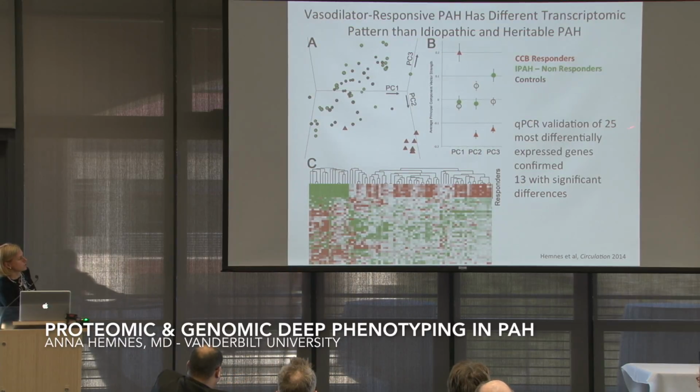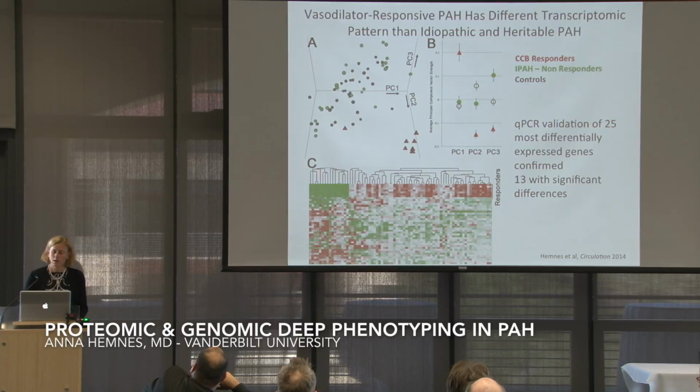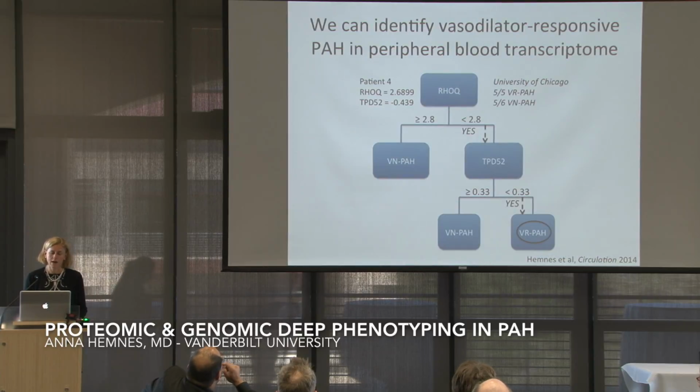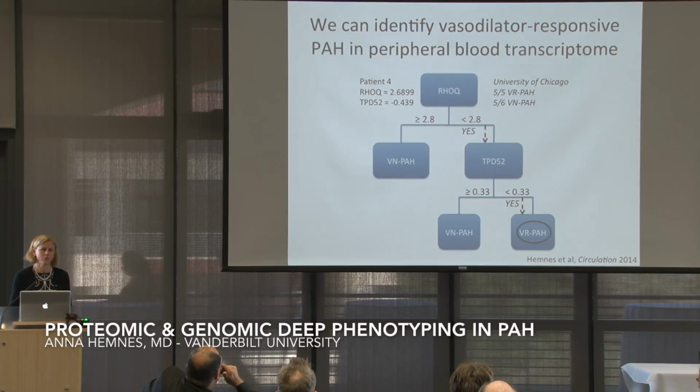And so we used qPCR for these 25 most differentially expressed genes, and 13 were significantly different. We then worked with our bioinformatics colleagues and generated decision trees. And I thought the decision trees would probably require several different genes. I had envisioned 5 or 6, but it only required checking the expression of 2 different genes in the peripheral blood to identify the folks who were vasodilator responsive.